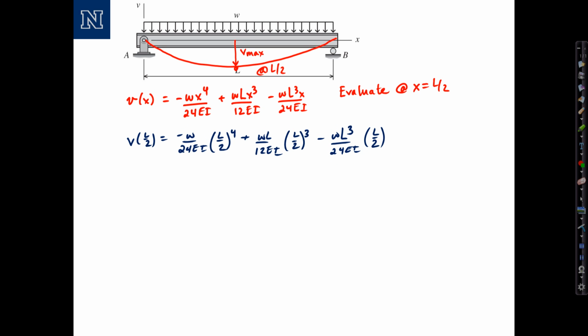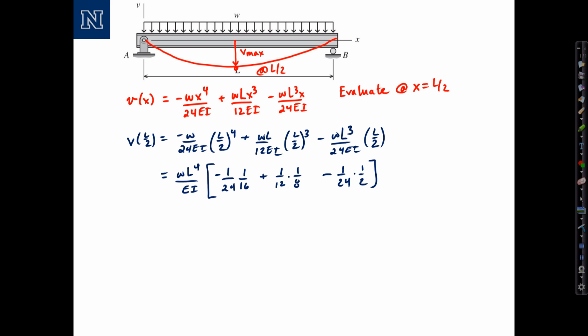Okay, notice that every term has a wL to the fourth in it divided by EI. So I'm going to factor that out, wL to the fourth over EI, and I'm left with all the numbers. I have negative 1 over 24 times 1/2 to the power of 4, which is 1/16. Then I have plus 1/12 times 1/2 to the power of 3, which is 1/8. Then I have a minus 1/24 times 1/2.